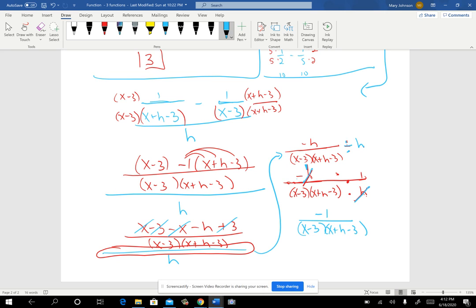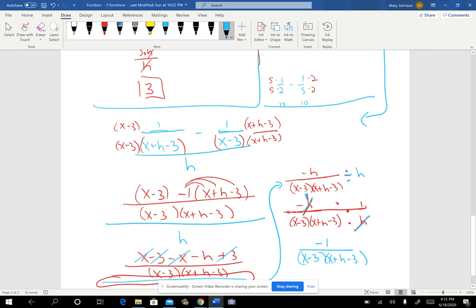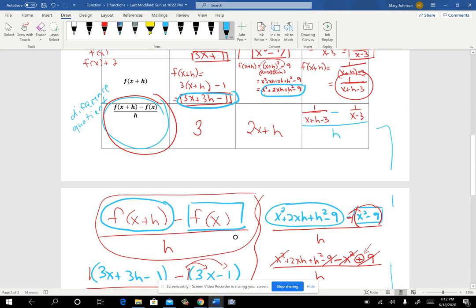So that particular one had a lot of tedious algebra, and that's our job in pre-calculus, to be comfortable with doing that. So that expression at the end became negative 1 over x minus 3 times x plus h minus 3. That was the final version. And that algebra that it took to go from here to here, that's what we do in a pre-calculus class.